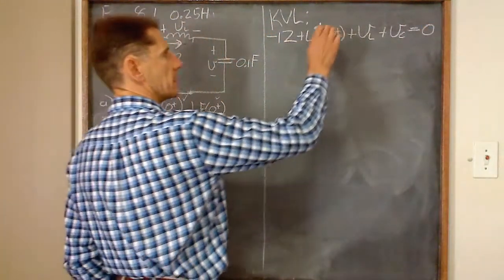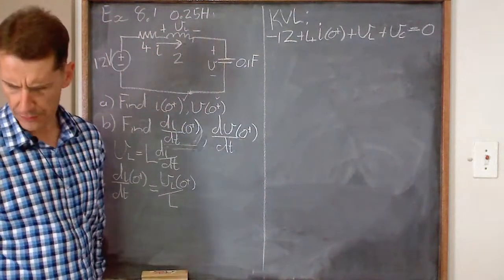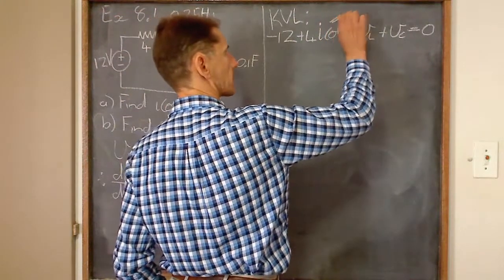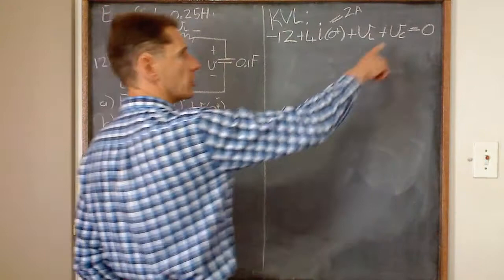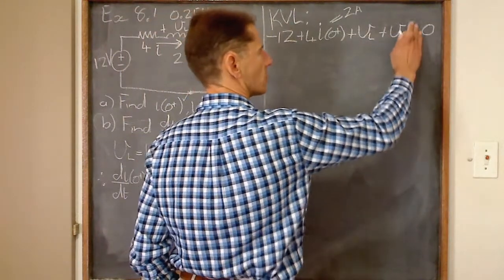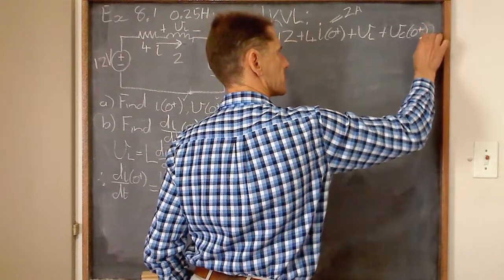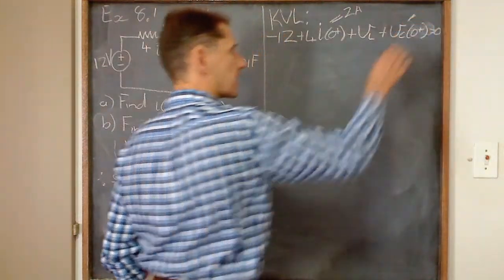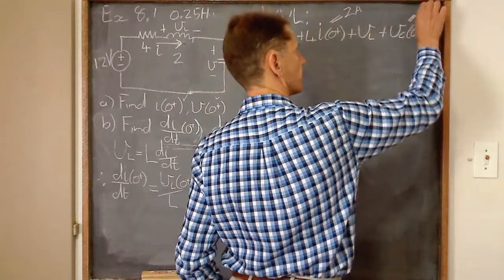Right. Do we know what I0 plus is? Yes, we calculated that in the previous one. I don't have it on the board anymore, but this was 2 amps. Okay. We calculated that as 2 amps. Do we know what VC is? Oh, I should write this as VC at 0 plus equals... Yes, we calculated that VC at 0 plus as well, and it was 4 volts.